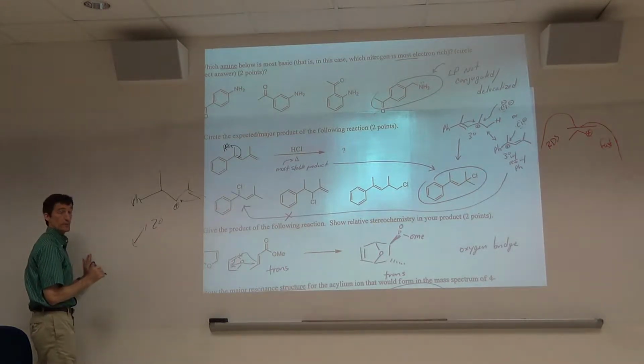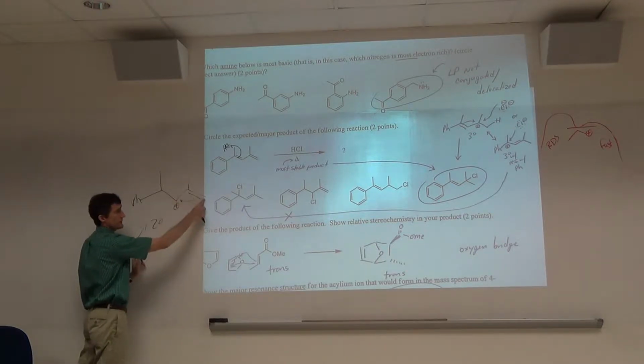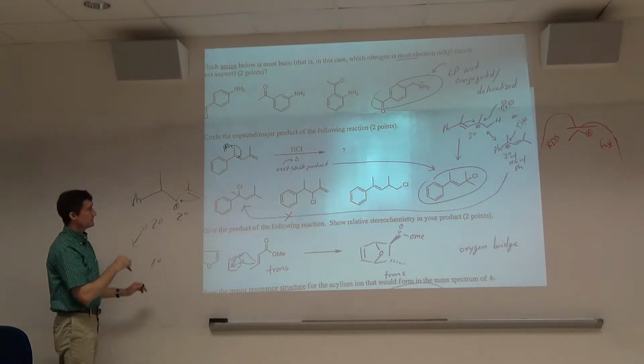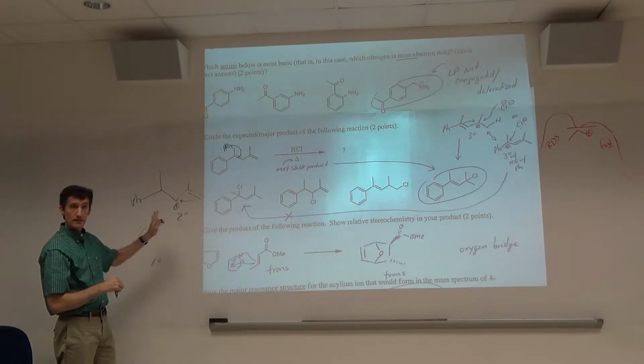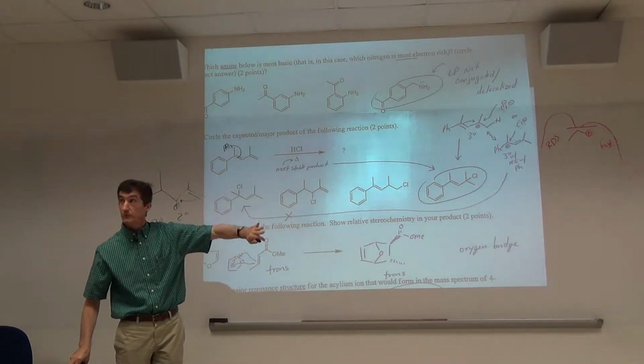Primary. Primary. Do I have to draw it? You need to be able to envision that. I'll move it over here, pi bond here, that's going to be a primary cation. So it would be secondary and primary. Which is better? A cation that has characteristics secondary and primary, or one that has characteristics tertiary and tertiary with resonance?